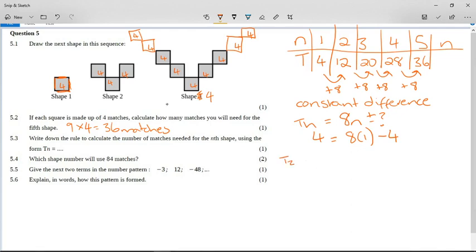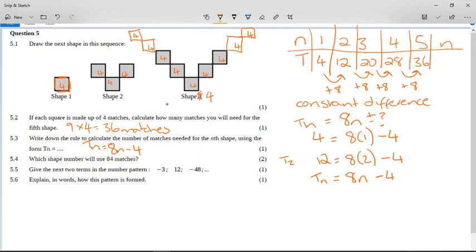For term 2, my value for term 2, t, is 12, and then 8 times 2. Okay, does 12 equal 16? No. 12 equals 16 minus 4. So can you see what our rule is going to be? Our rule is going to be the nth term is going to be 8 times my term number, subtract 4. So this is Tn equals 8n subtract 4.